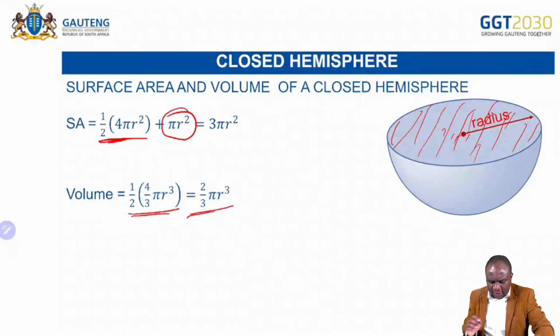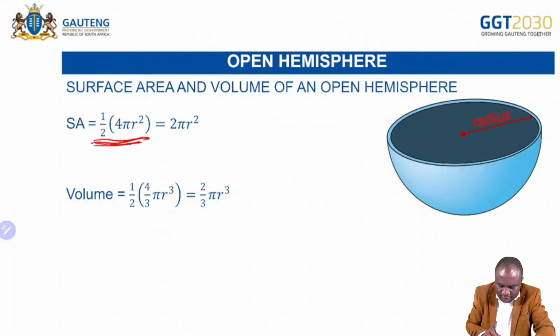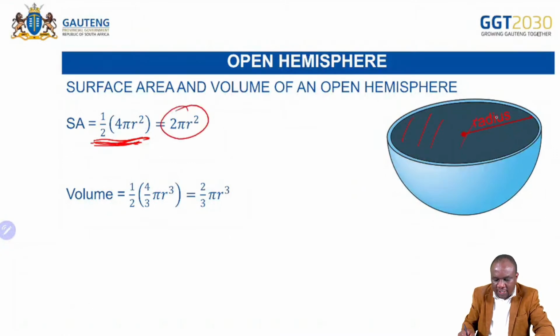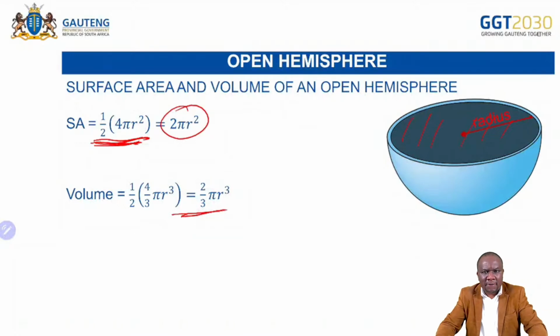Just take note of that, and then I'm rushing to the open one, then we conclude our lesson. The open one, like this, has nothing there. So the surface area is just half the surface area of the sphere. Because the pi r squared is not there, we don't add it. If you check, the volume is still the same, it does not change. Right, let's take a short break, and after the break we're going to summarize all this.